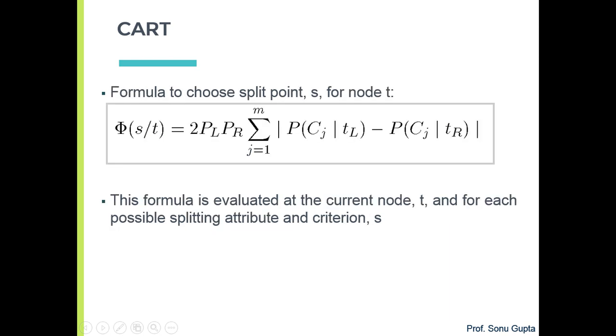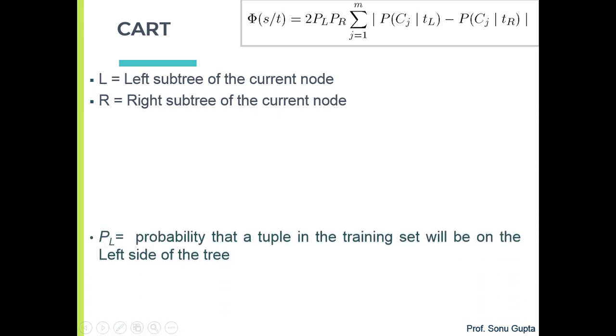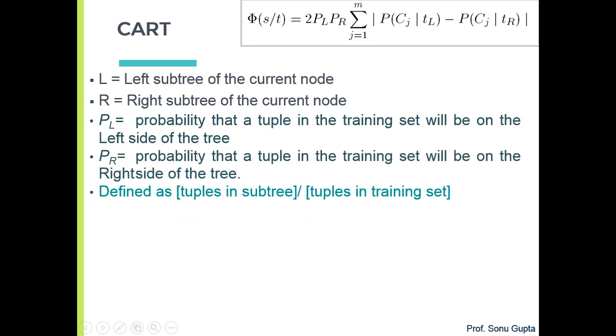This is the formula for CART. Let's check what the different notations mean. For example, if you have a node, the node might have a left subtree and a right subtree. So L says left subtree, R says right subtree. When you're talking about PL and PR, they are basically: for any training record which you take, what is the probability that it will go in the left subtree, and what is the probability it will go in the right subtree? The formula for that is the tuples in the left subtree divided by the total number of tuples, or the tuples in the right subtree divided by the total number of tuples.